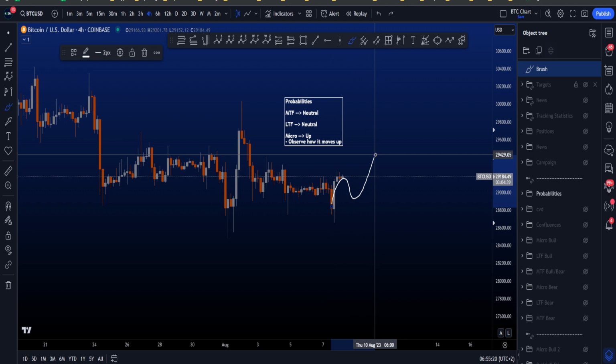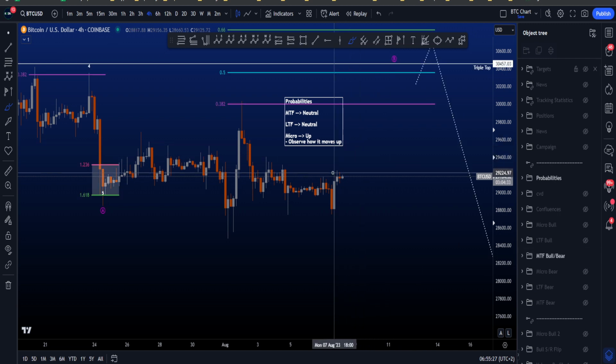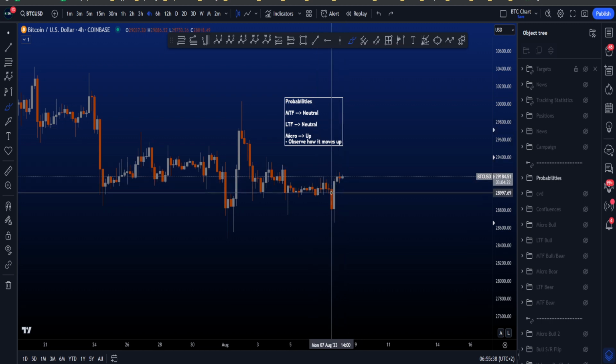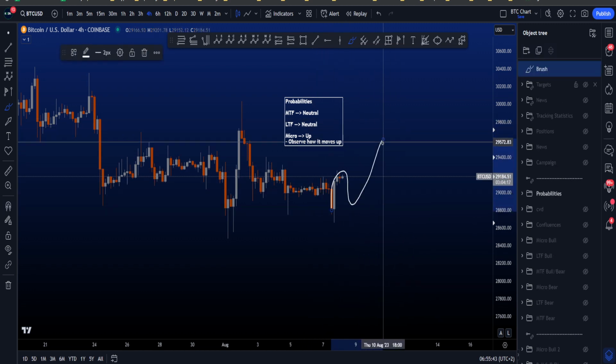In the micro bearish scenario, you're going to be looking for an ABC, but also in the more bullish scenario where you're going to be looking for higher prices, you're also still looking for a move to the upside. So therefore, on the micro, on the medium time frame and the low time frame, I just wrote neutral because it all depends on how price is moving on the micro in this structure to the upside.